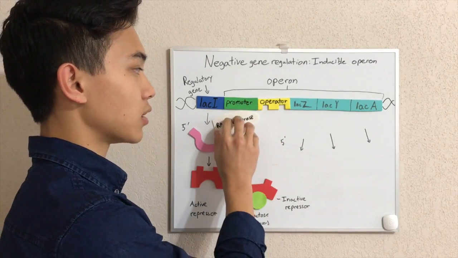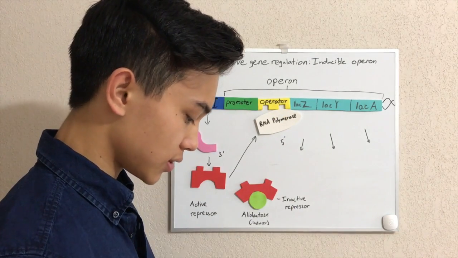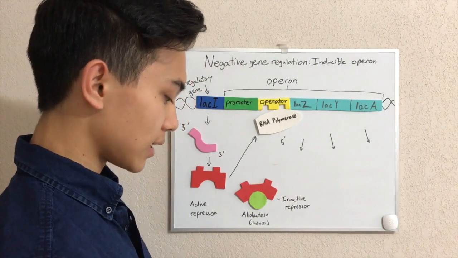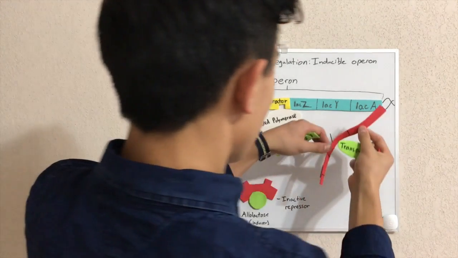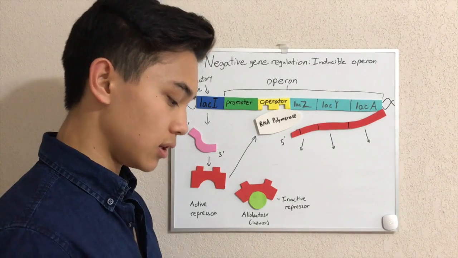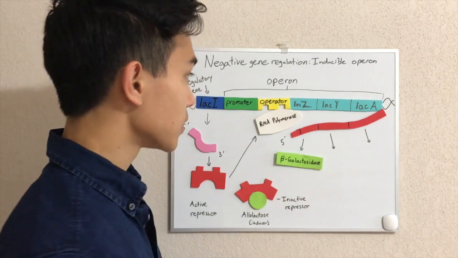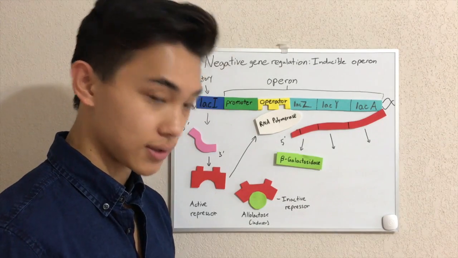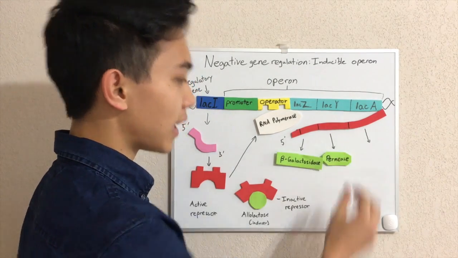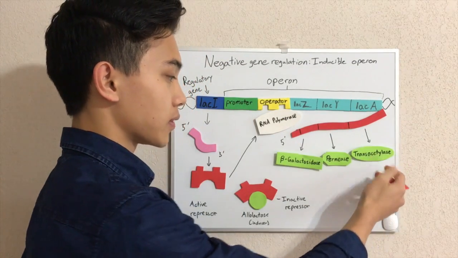RNA polymerase will then go through and transcribe all of these genes. LAC-Z will translate into beta-galactosidase. LAC-Y will translate into permease, and LAC-A will translate into transacetylase.